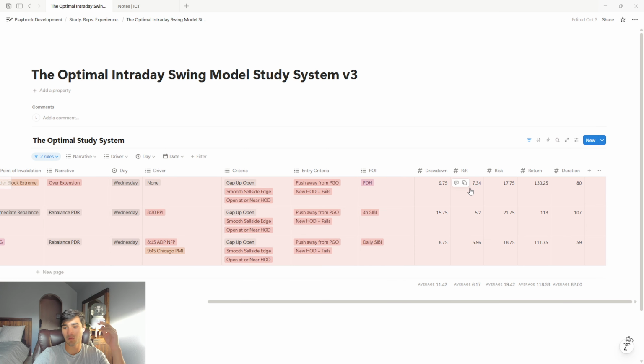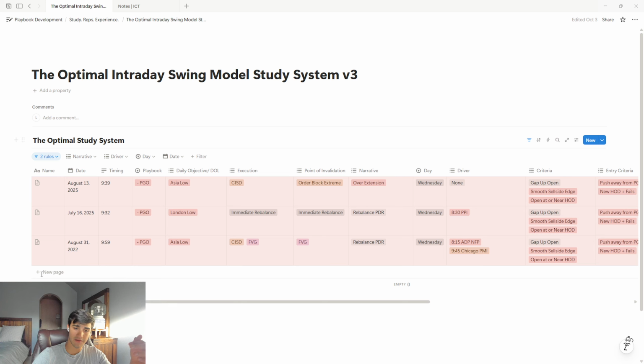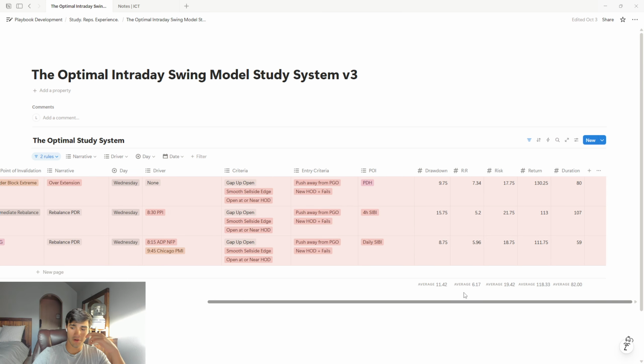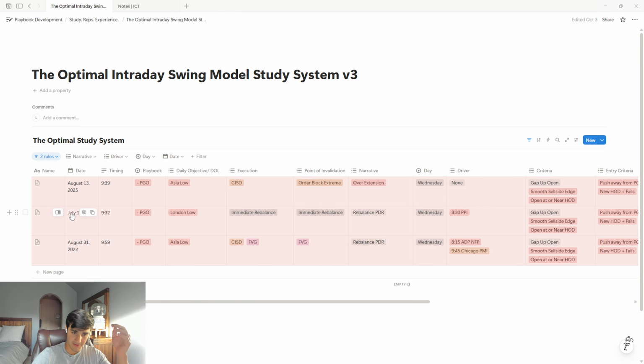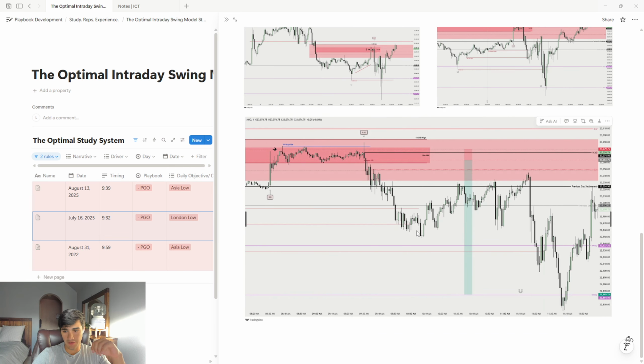So just frame the risk to reward on the setup, and you can simply do that by using the tool on TradingView. I'm sure I don't have to explain that to you. And then the risk is very self-explanatory, how much you would have risked on the position. The return is also extremely self-explanatory. What was the return on the position at your full objective, at the daily objective, at the draw on liquidity? How much would you have made had you got out there on an exit, on a take profit? And then duration, also extremely self-explanatory, how long you would have sat in that setup. So recording all these metrics, it's very easy, very simple.